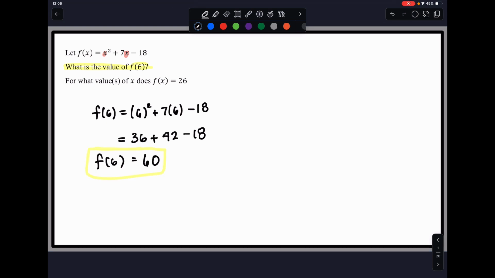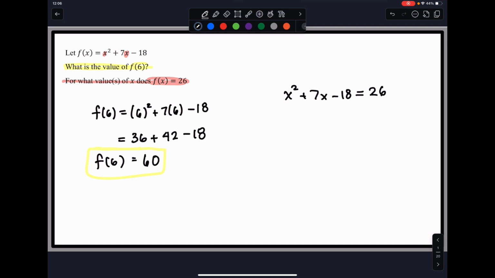Now the second part of this question asks us to find the values of x that satisfy the equation f of x is equal to 26. To solve this equation, we're going to get our function f of x, which is x squared plus 7x minus 18, and we're going to set it equal to the value of 26.